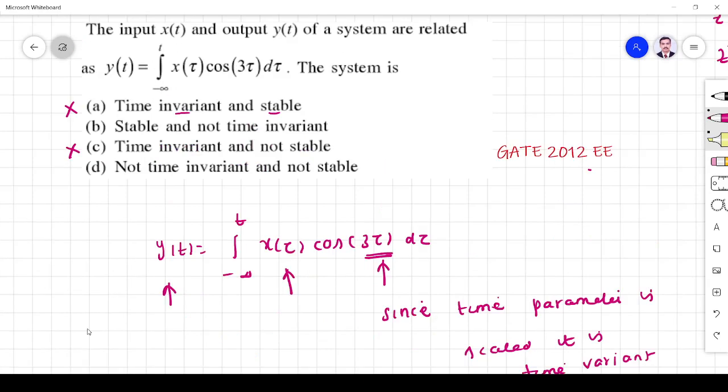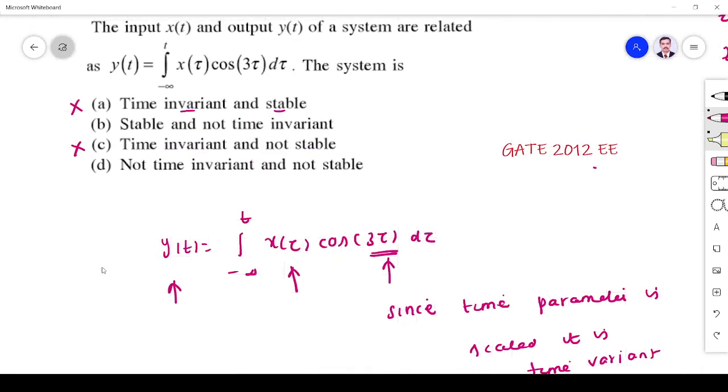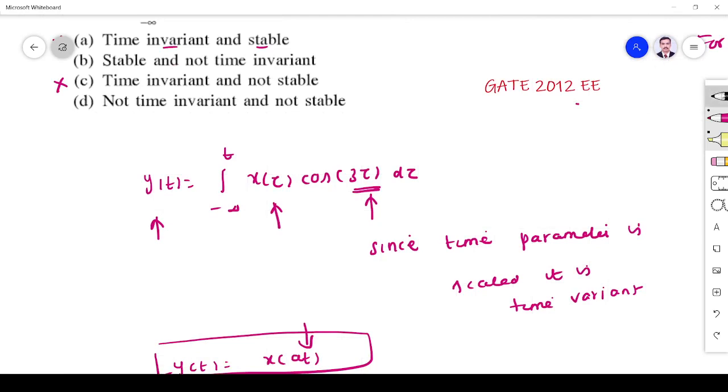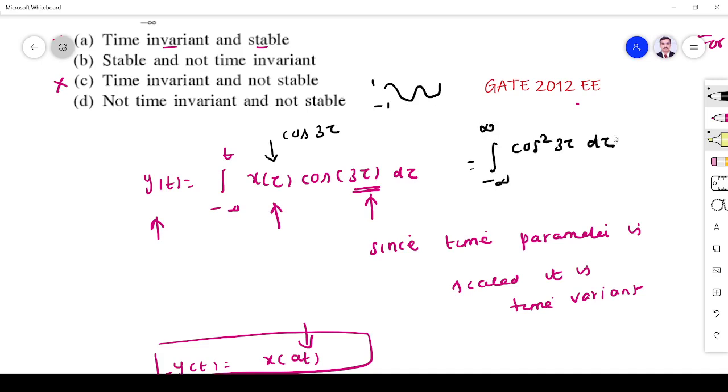Okay. Next we have to find whether it is stable or not. So from here you see we give some bounded input. Bounded input produces bounded output, meaning it is a stable system. For x(tau), I will give some bounded input, cos 3 tau. Cos is always a bounded input because cos has a magnitude between plus 1 and minus 1. The input is bounded. So if I give it like that, it will become cos squared 3 tau d tau, cos squared 3 tau from minus infinity to t.